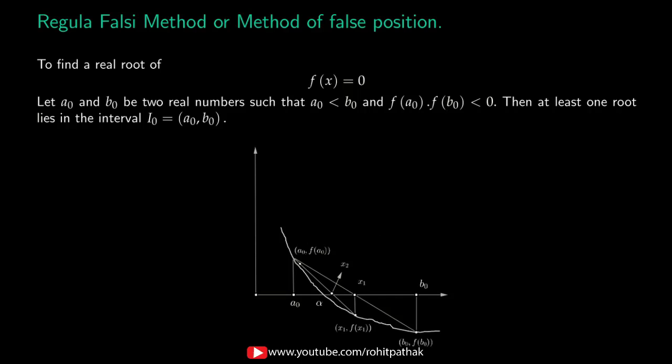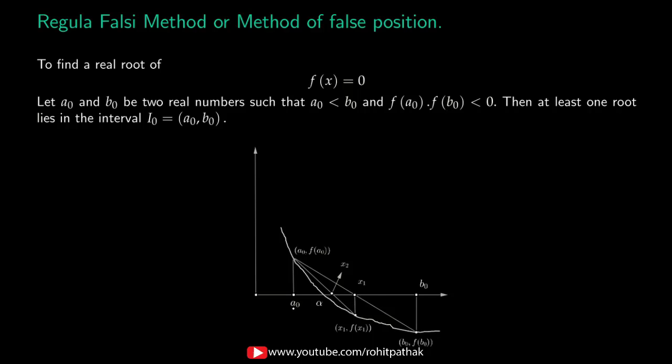So in this method, what we do, once we find the interval a0 b0, we find the chord joining these 2 points, a0 f of a0 and b0 f of b0. So we find the equation of this chord joining these 2 points, and the point where it cuts the x-axis is taken as the new approximation. So here x1 is the point at which this chord cuts the x-axis. So this is the new approximation.